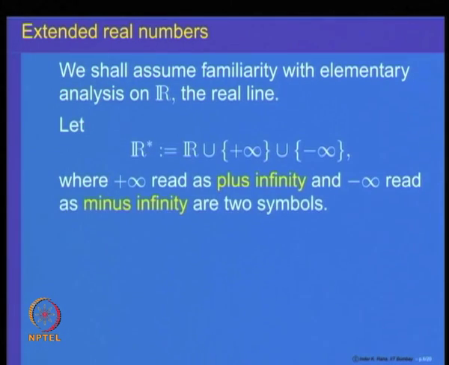So, first of all, what is this set of extended real numbers? The set of extended real numbers denoted by R star is the set of real numbers to which we adjoin two new symbols. One is called plus infinity and the other is called minus infinity. Now, once we adjoin these two new symbols to the set R, we get the extended set denoted by R star.